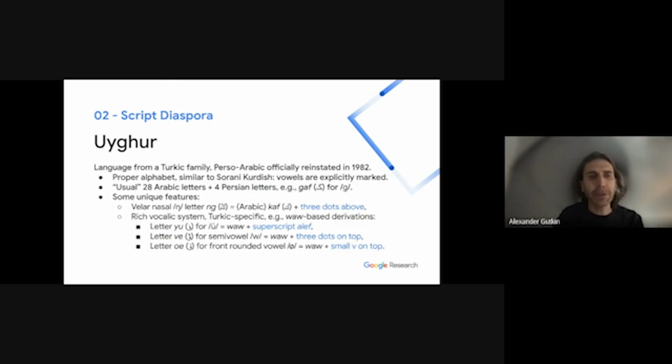It has some unique features. There's a special velar nasal letter Ng, which is formed by Arabic kaf and 3 dots above, and the rich vocalic system, which makes use of waw-based derivations. Waw with superscript aleph and 3 dots on top, and small v on top. And waw in general is used very, very productively in Uyghur.